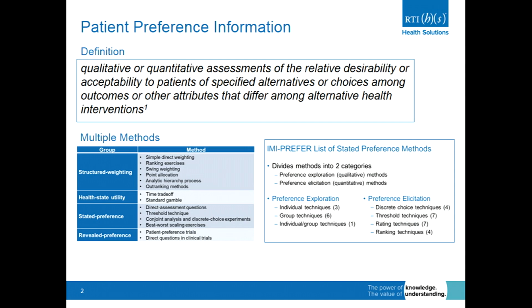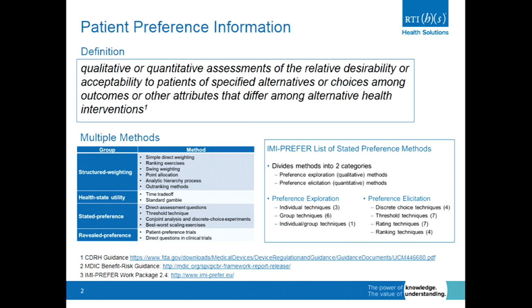The MDIC, Medical Device Innovation Consortium, did a framework for benefit-risk analysis for medical technologies two, maybe three years ago now. As part of that, there was a catalog of methods, and in that catalog there was this organization scheme on the left-hand side. I Prefer found more types of patient preference methods and has a different categorization scheme. But we're beginning to put some framework around how to think about the different types of patient preference methods.